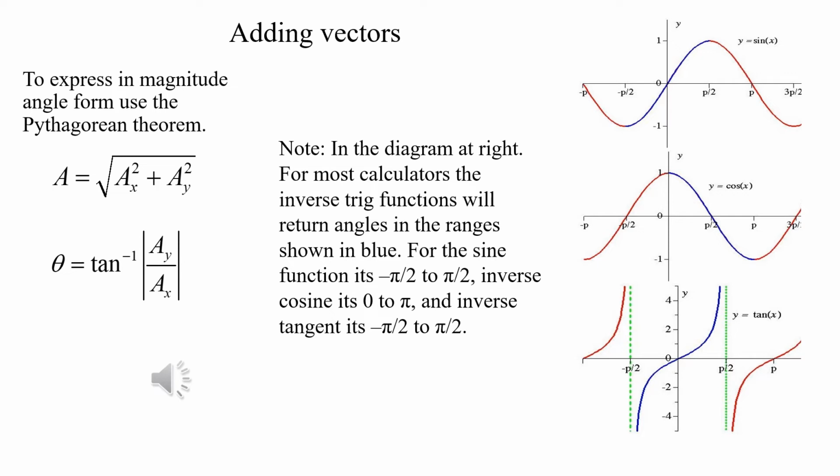So the answer that you get from your calculator when you do the inverse trig function to get your angle theta may not give you the correct angle, depending on what quadrant of the coordinate system your vector lies in. And so we'll go over some of those details in the following slides.